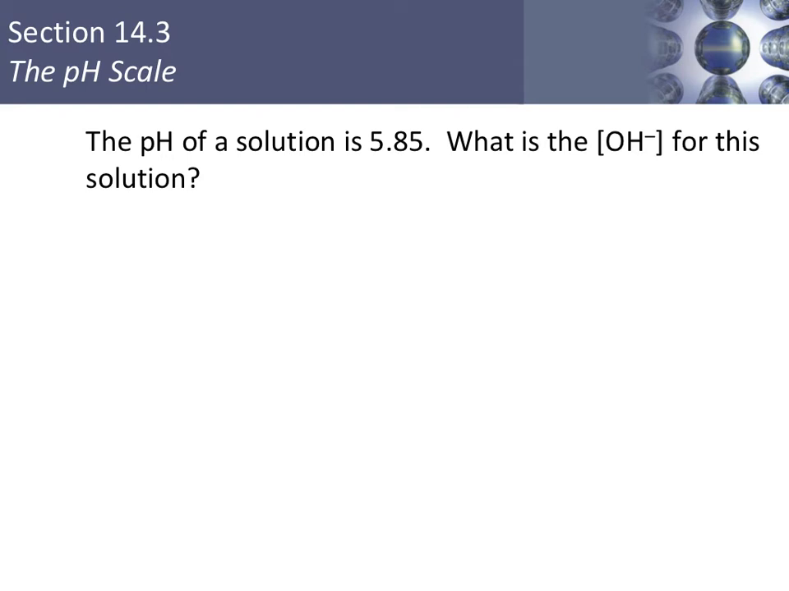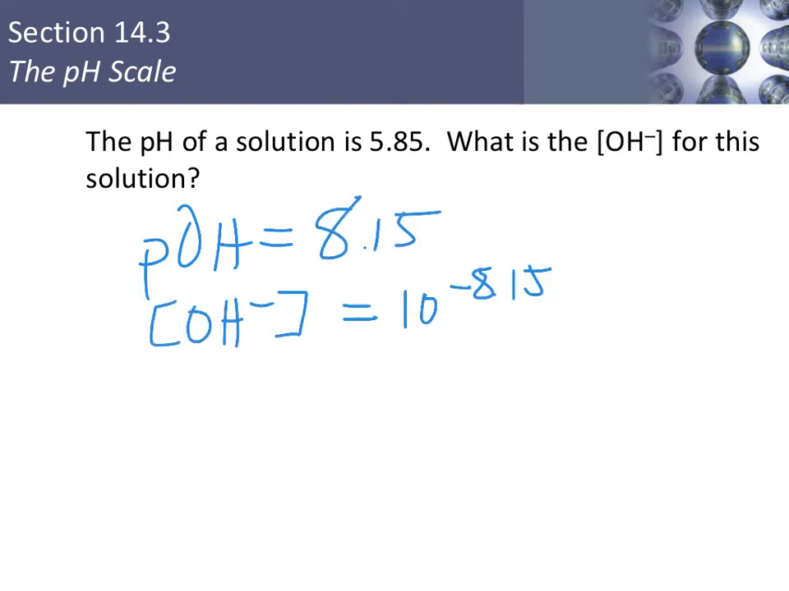So now we have that solution with a pH of 5.85. Again, we want the hydroxide ion concentration. So let's do pOH, and then we can get the hydroxide ion concentration. So 14 minus 5.85 is 8.15, and then for the hydroxide ion concentration, we'll do 10 to the negative 8.15. But again, please don't leave it like that. Let's get an answer in scientific notation. And that answer is 7.1 times 10 to the negative 9th molar.